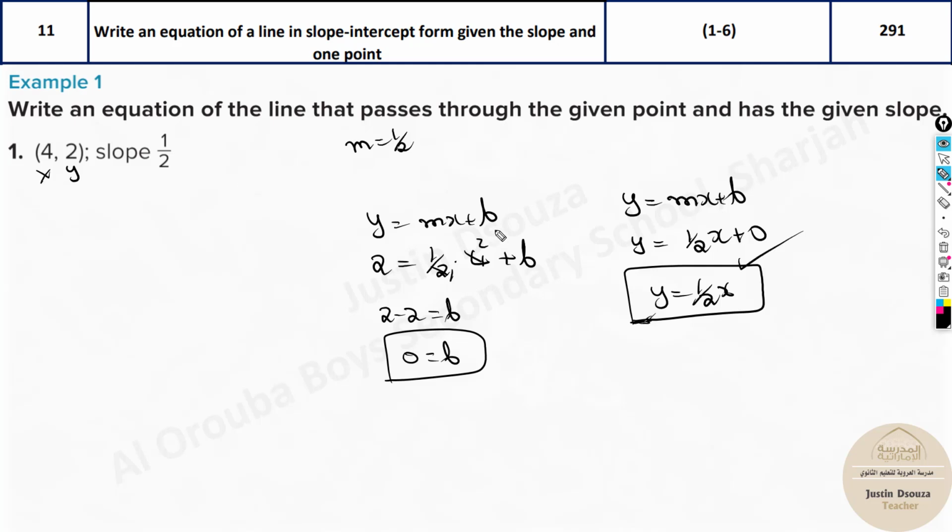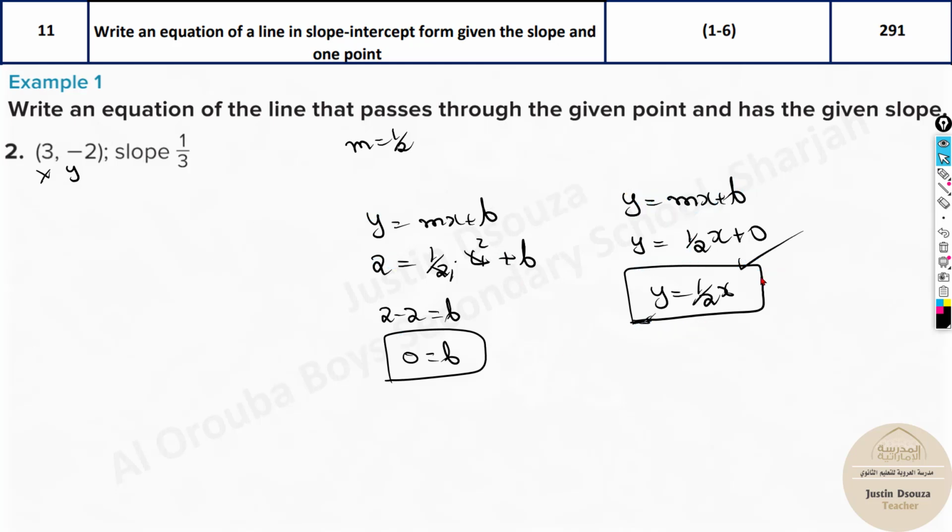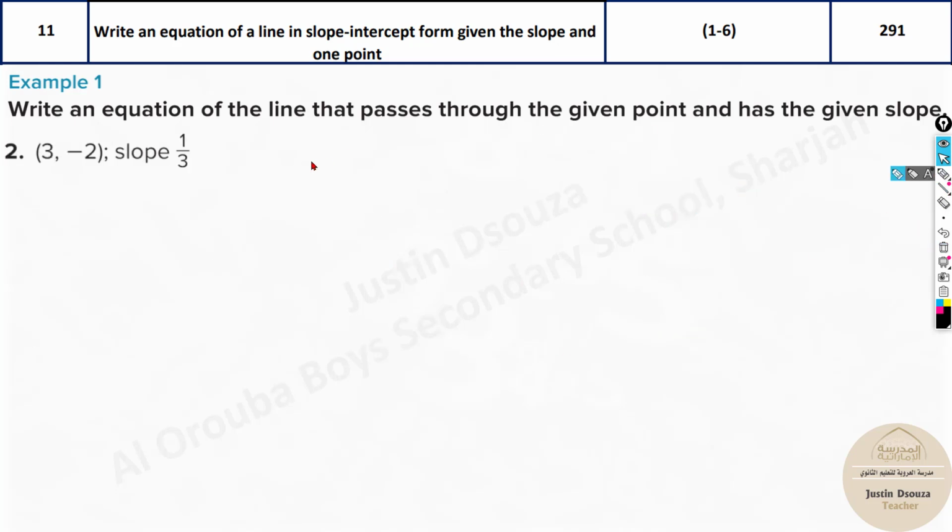You can do it directly in the calculator and just find the equation. This would be the answer. It's half x. Let's do one more over here. First thing, write the slope-intercept form. We are using this formula 2 times. Y equals mx plus b.